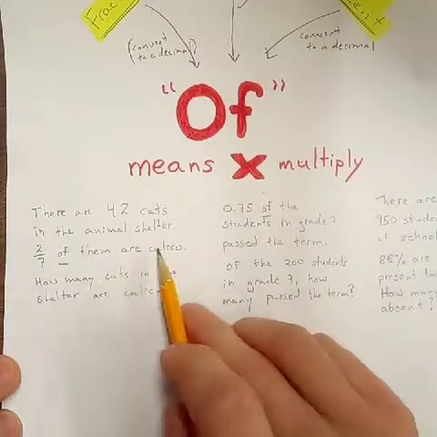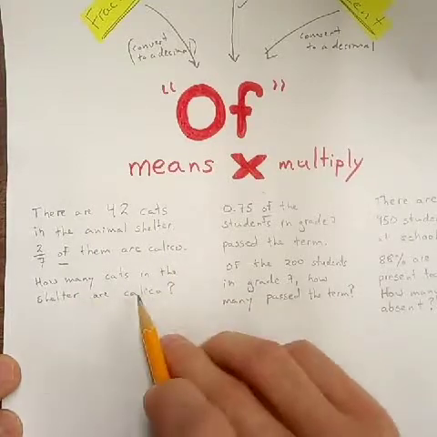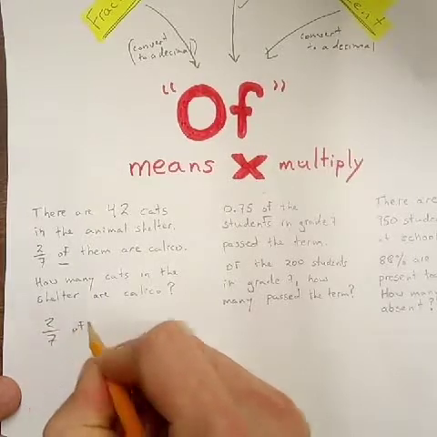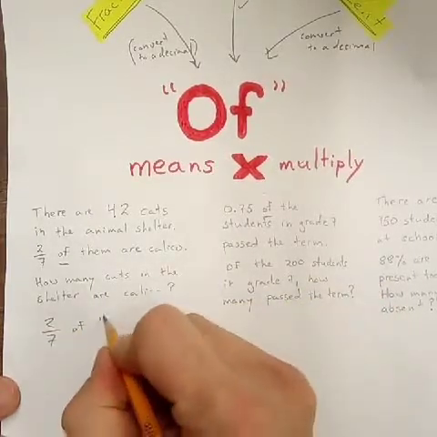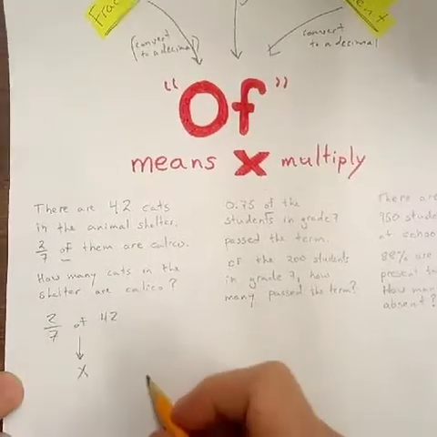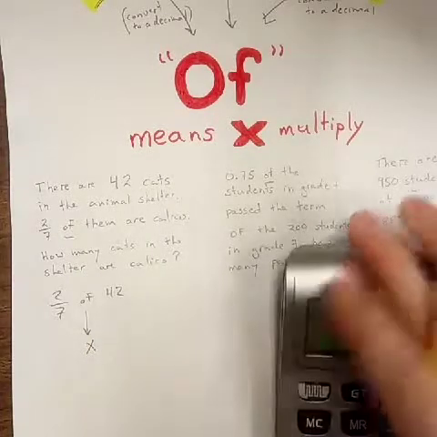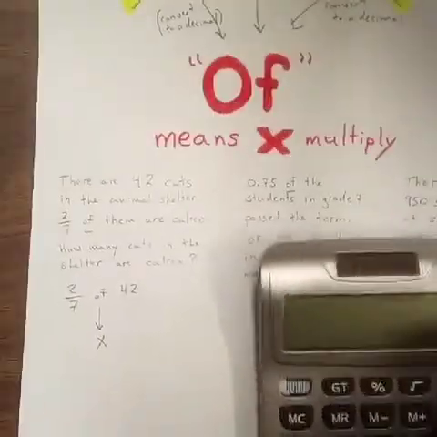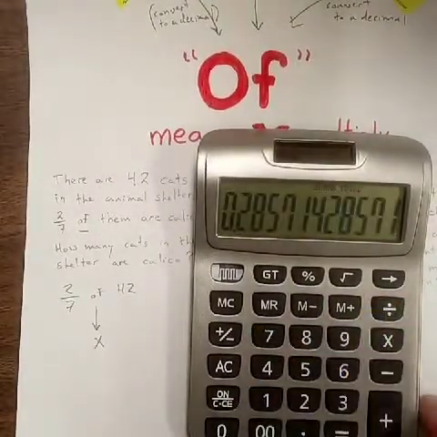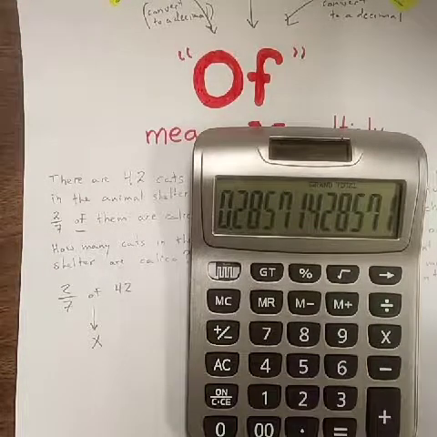There are 42 cats in the animal shelter. 2/7 of them are calico. How many cats in the shelter are calico? So we have 2/7 of the cats. How many? Of 42 cats. The "of," as we said, means multiply. Now, if I'm going to convert this 2/7 to a decimal, I can do that top divided by bottom. That'll be 2 divided by 7. I get this really long decimal number, and that'll give me a really long decimal number as an answer.